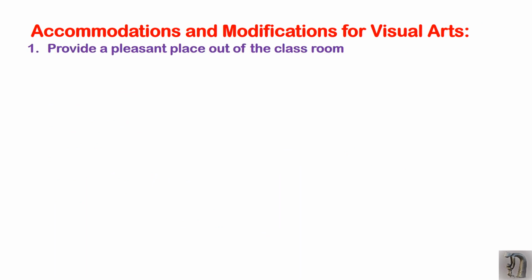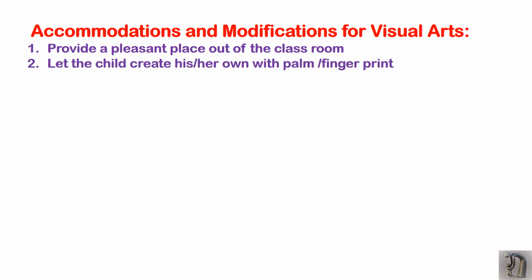Let us understand. Provide a pleasant place out of the classroom. Even if you're providing it in the classroom, make sure that it is quite structured, not a complicated rush, where the child may not be able to concentrate on what you want him to learn. Let the child create his own print if you're giving that activity. Allow extra and sufficient time, because visual arts, performing arts, or any other sports sometimes go beyond the time. Anyway, for special education needs children, you need to give some extra time so that they can complete in a better way whatever they have in their mind.